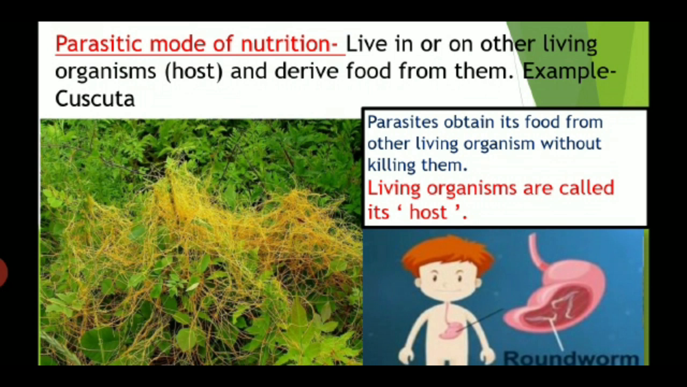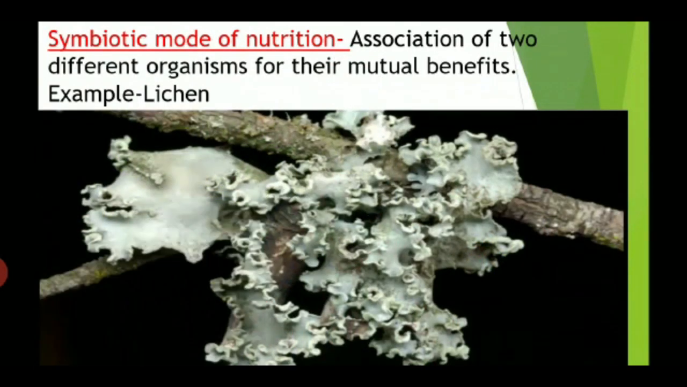So children, the mode of nutrition in which some plants live in or on the body of other living organisms and derive their ready-made food from them is called parasitic nutrition. Now let us see the next mode of nutrition, that is symbiotic.